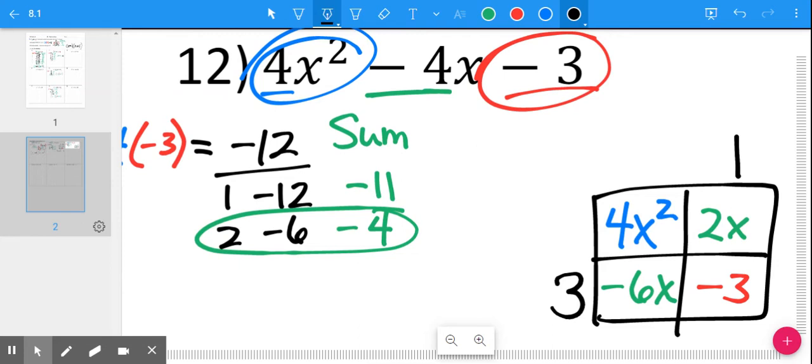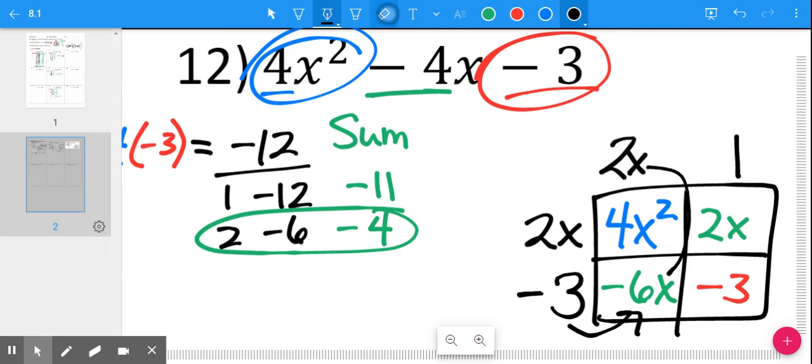Now, I also noticed that the negative 6x is negative and the 2x is positive. So that means that 3 has to be negative. So now look at your multipliers. How do I make a 1 into a 2x? That's if it's multiplied by 2x. How do I make a negative 3 into a negative 6x? That's if I multiply by 2x.